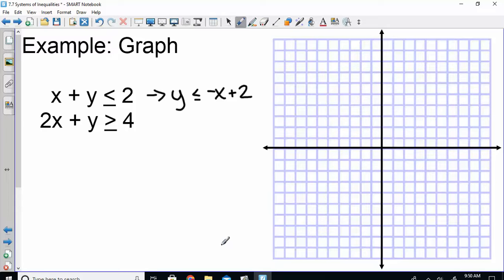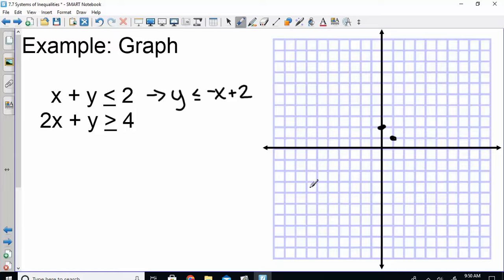So if I wanted to graph that, how do you graph a line? It's been a little bit. We have to start at our y-intercept, which is 2. Slope is negative 1, so down 1 over 1.